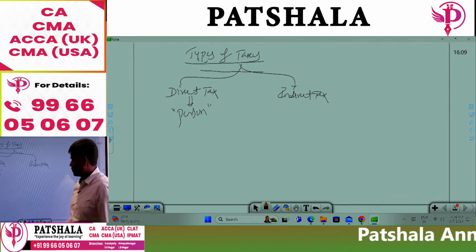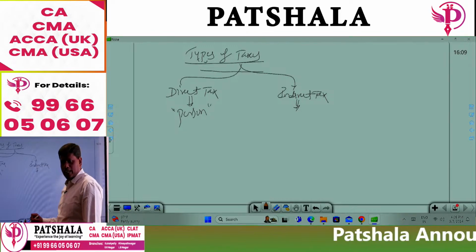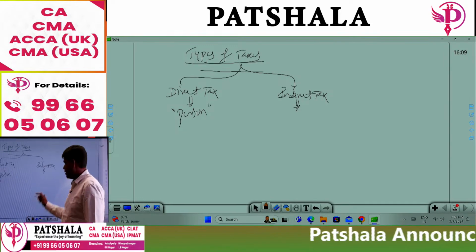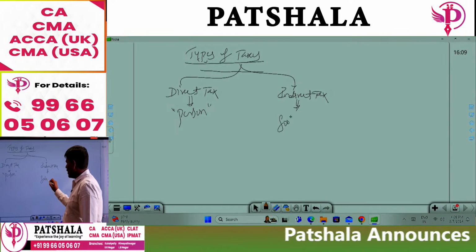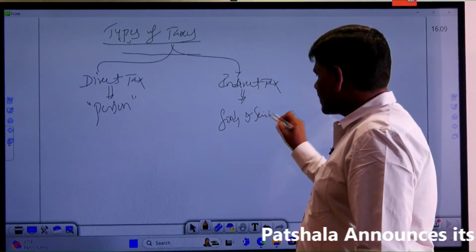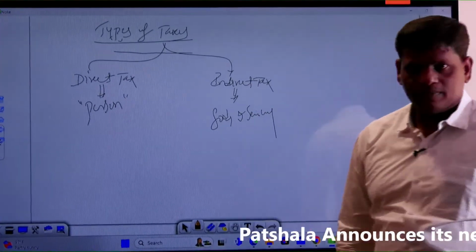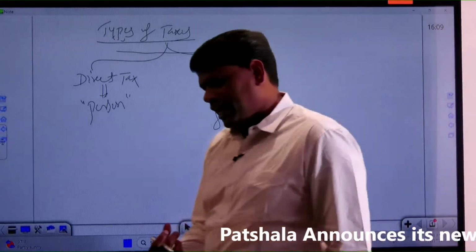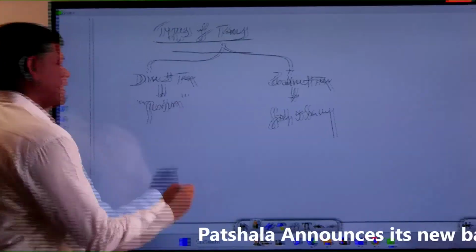Direct taxes are levied on a person, whereas indirect taxes are those taxes which are not levied on any person, rather they are levied on various goods and services that a person consumes. Now, what are the examples of direct taxes and indirect taxes?